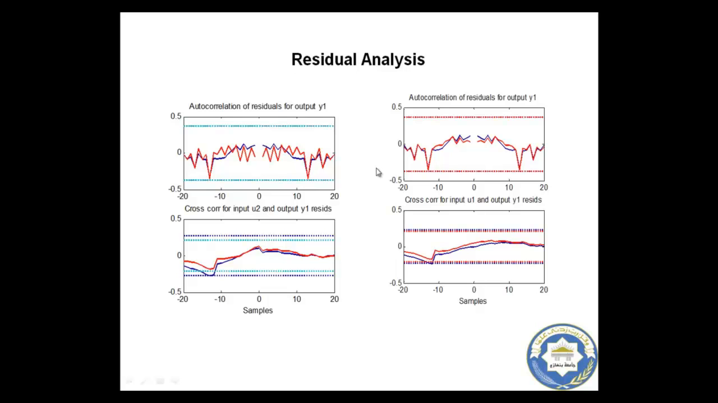We have the independence test and whiteness tests from the residual analysis, which represent another way of verification that is not described by the model. We can see that the autocorrelation of residuals for output Y1 is fluctuating inside the confidence interval, which reflects that the system is well described by the model. Also, the cross correlation between U1, U2, and Y1 residuals are here, and also the cross correlation of the input U1 and Y1 residuals.